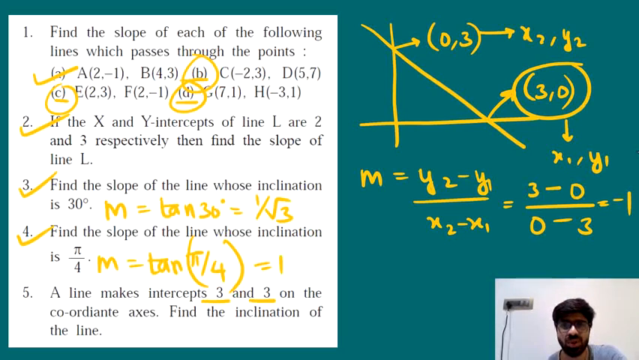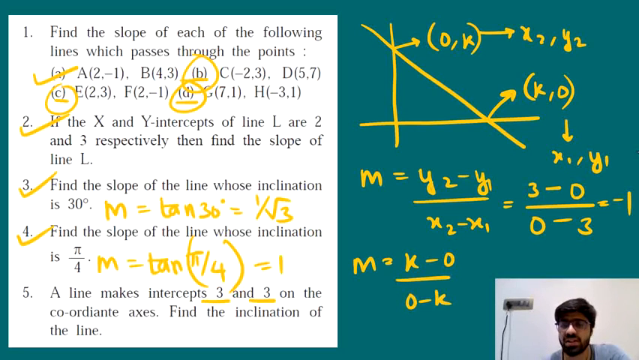Now, even if it was not 3, even if it was some random number like k, but like I said, if the line is making equal intercepts on the coordinate axis, this will be (k, 0) and this will be (0, k). In that case, the slope will become m equal to, again, y2 minus y1, that would become k minus 0, divided by x2 minus x1, which would be 0 minus k, and that would give you -1. So the slope of any line that is making equal intercepts on the coordinate axis will be equal to -1.